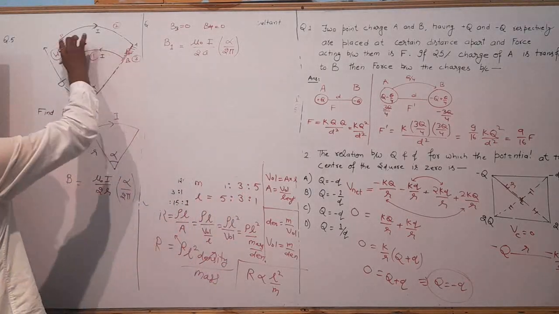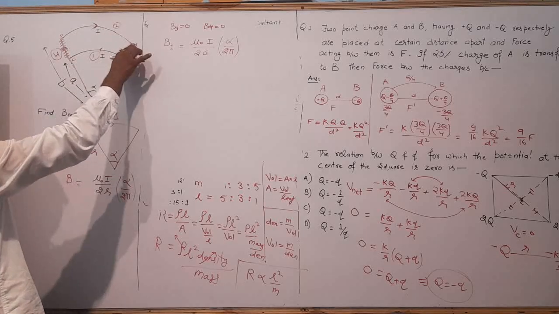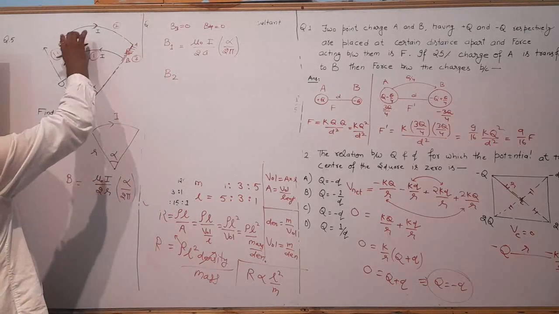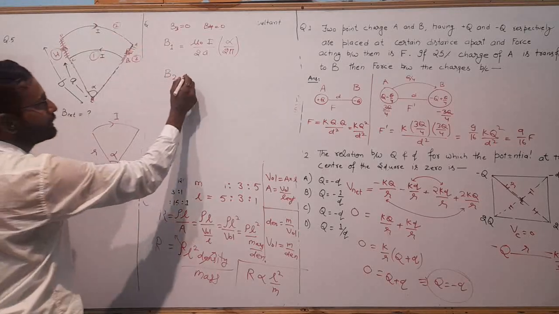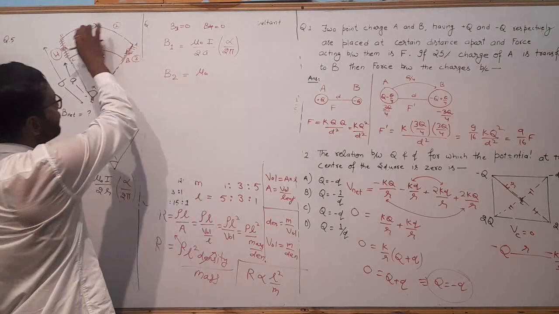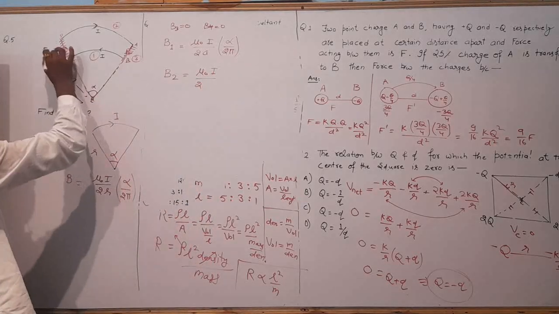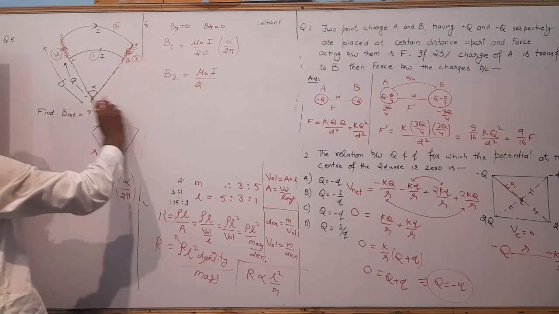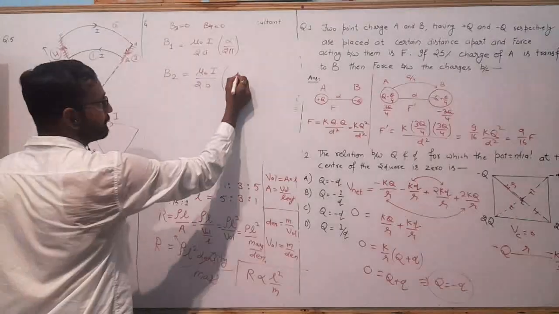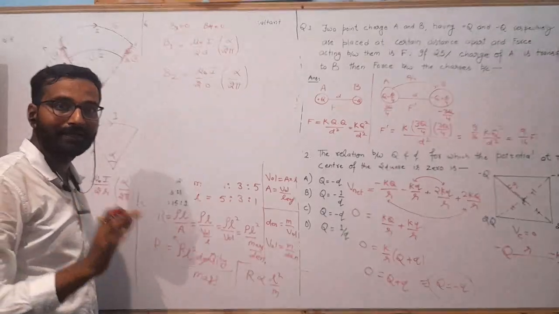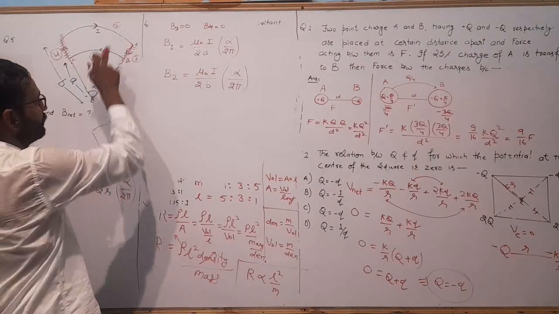Now, for this R we will write B2, because this conductor's name is 2. So B2 is equal to mu naught, the current is I, upon 2, the radius of this conductor, the radius of this R is equal to B. So 2B, in bracket alpha upon 2 pi. These are the magnetic field values produced by these arcs at the center.